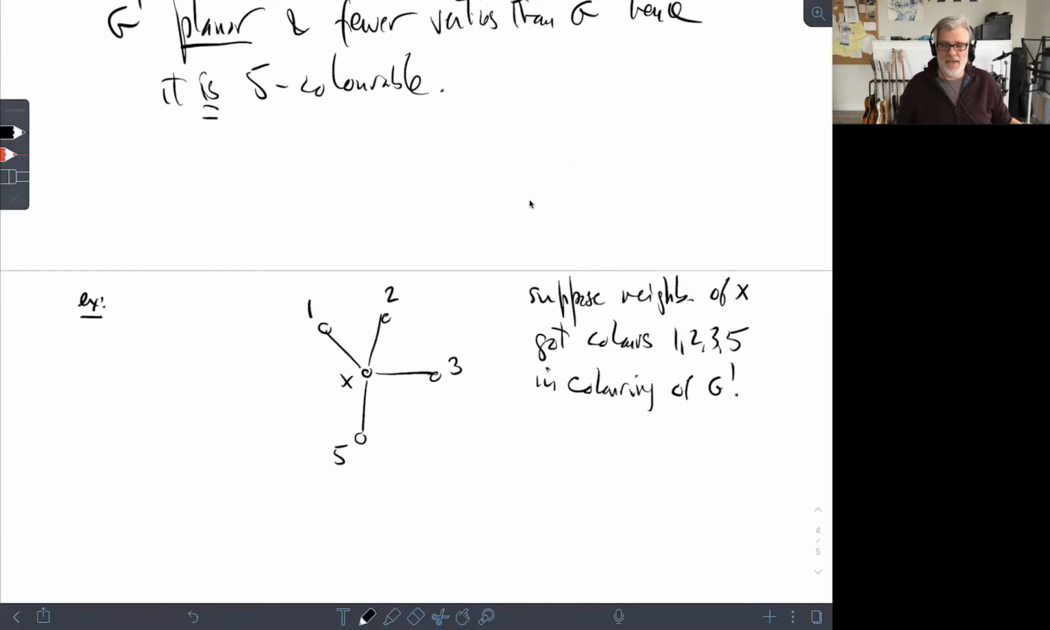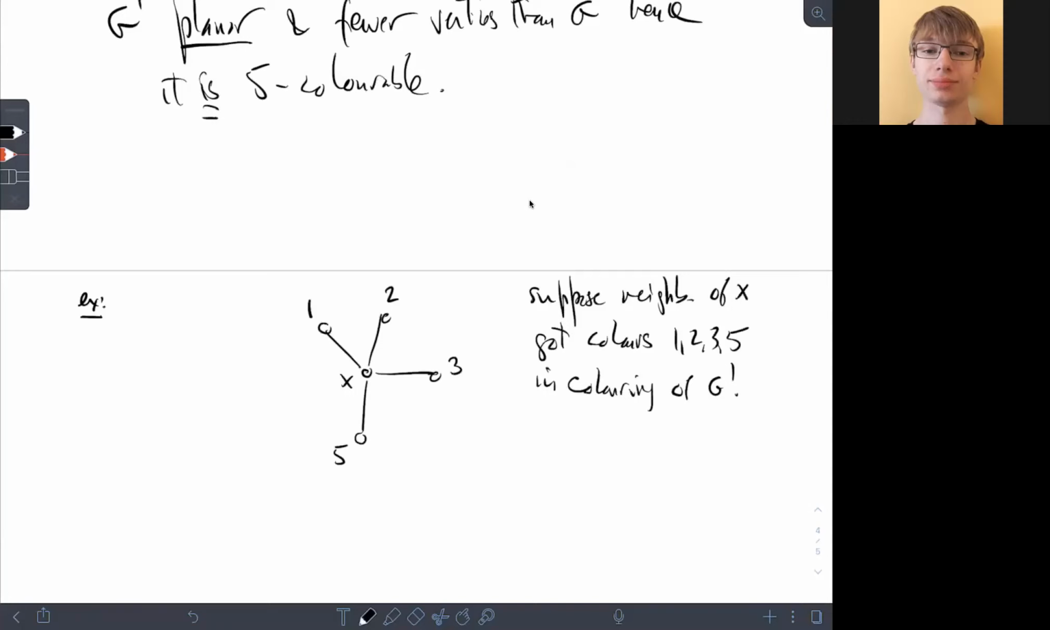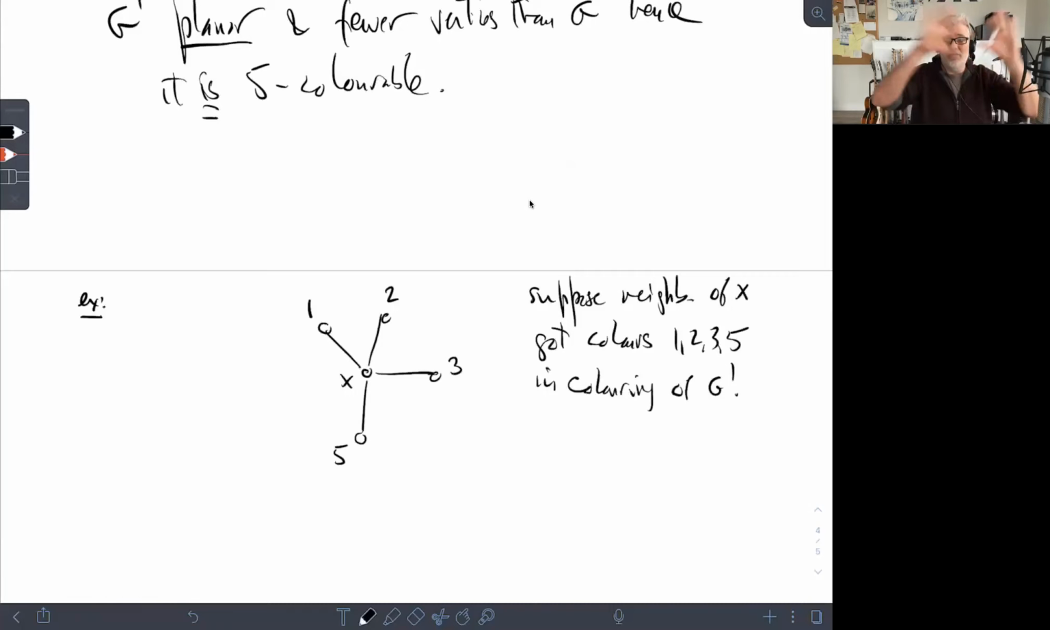What do you want to do with X? I guess we give it color 4. You give it color 4. Exactly, right? So now you had this 5 coloring of the whole thing except X. X is adjacent to 1, 2, 3, and 5. So you give it color 4. And now you've got a 5 coloring of the whole graph G, a contradiction, which is exactly what we want, right?